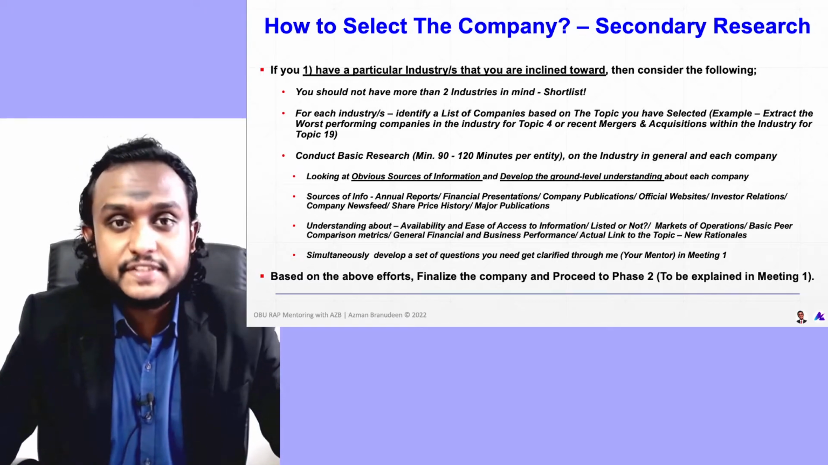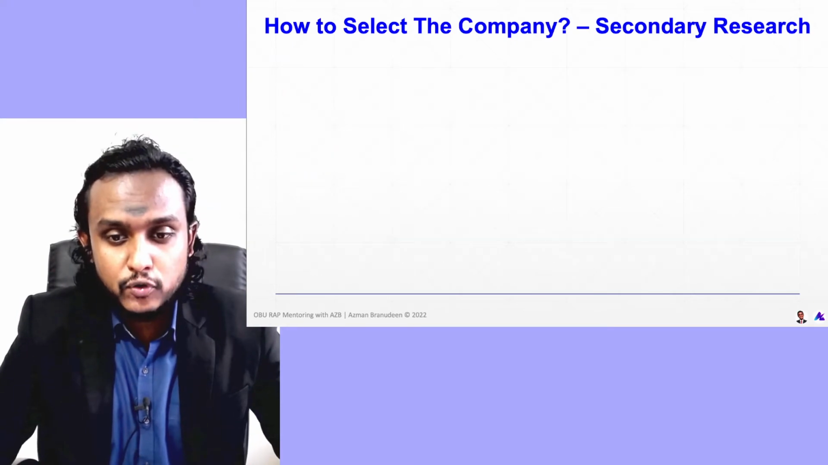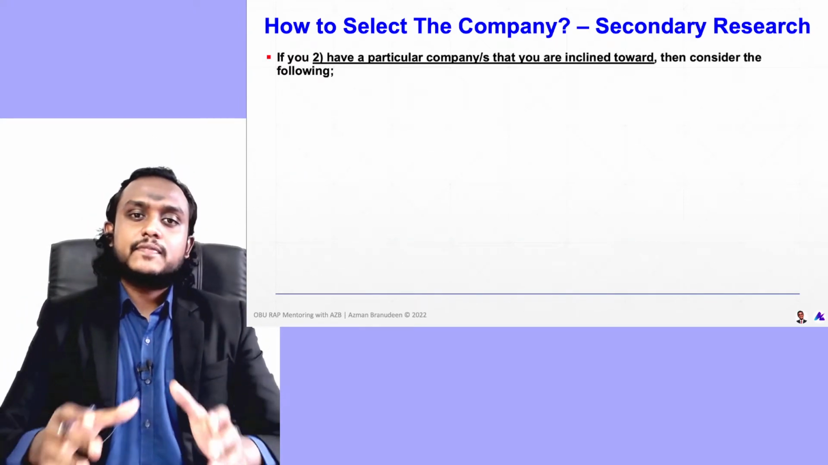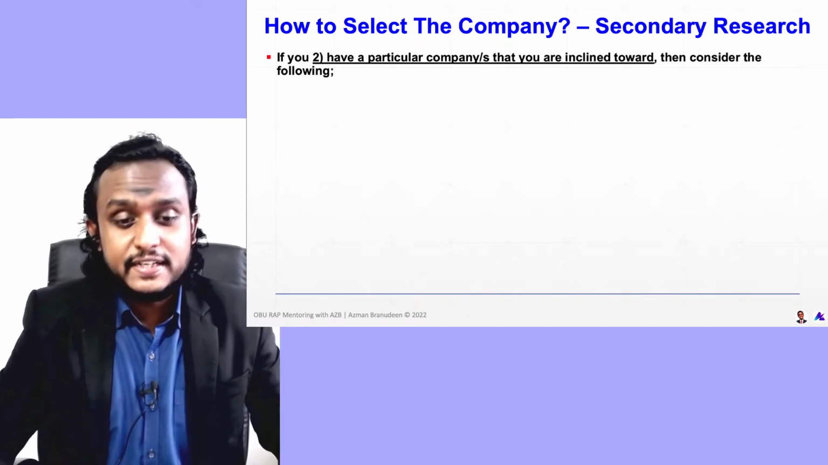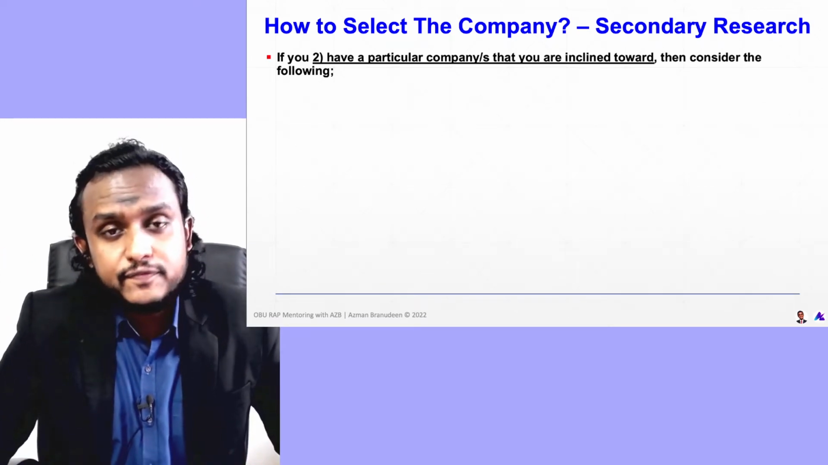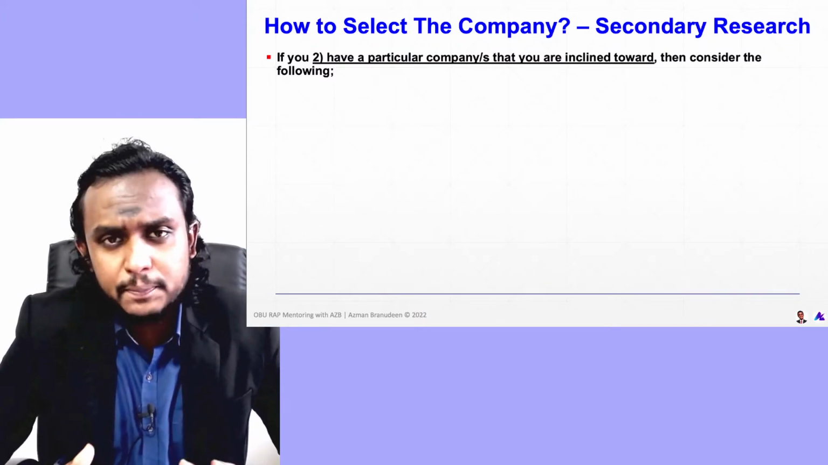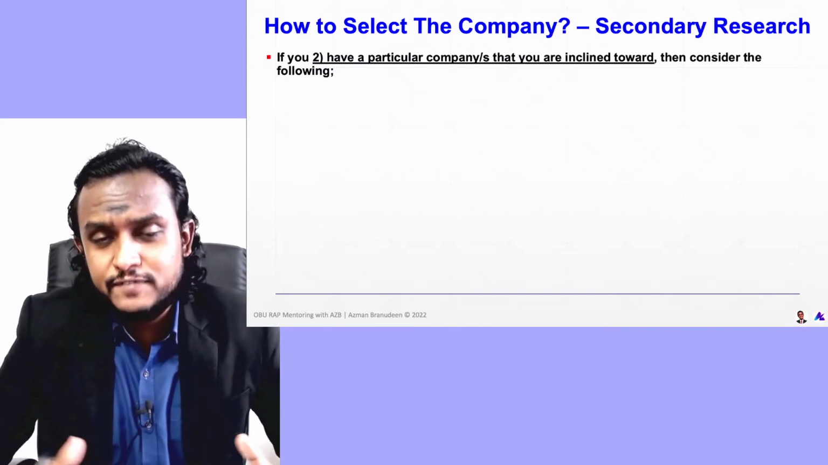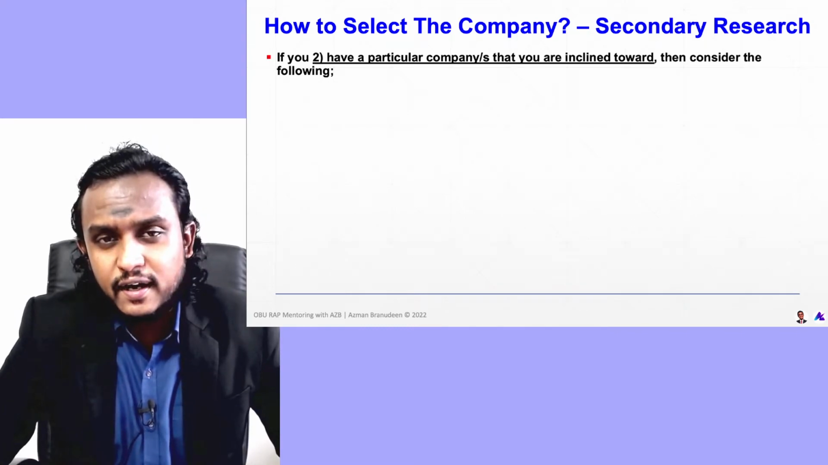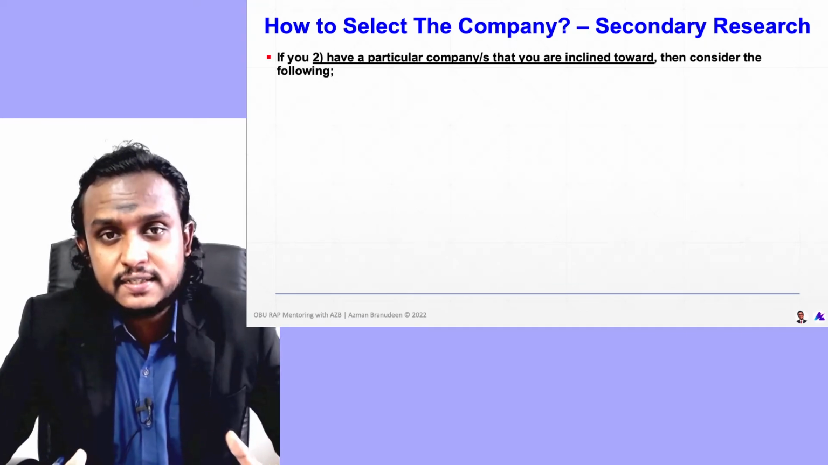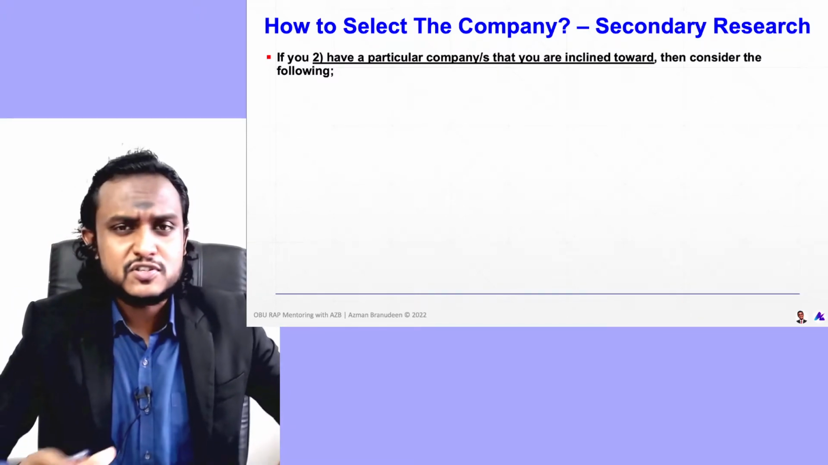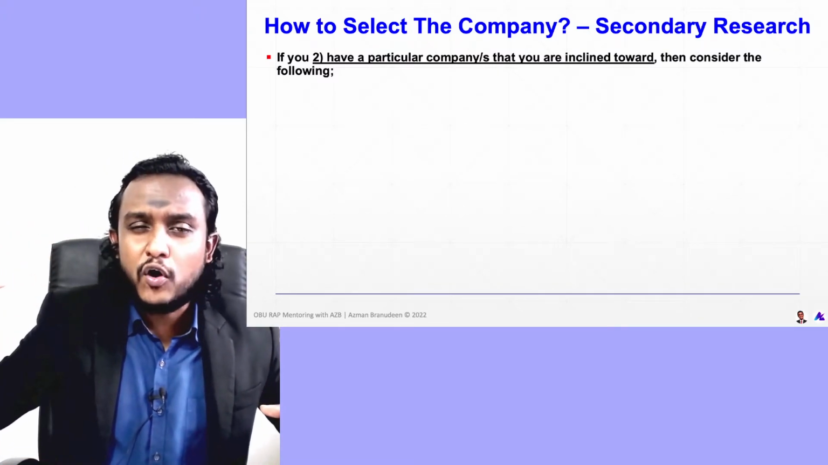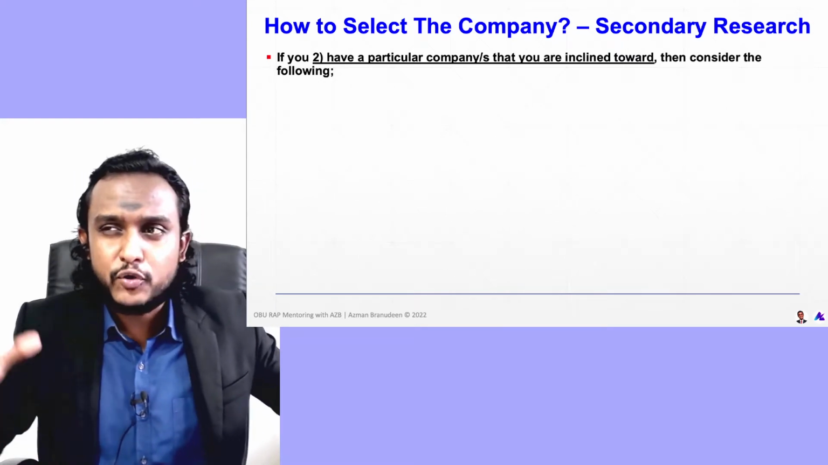That's the first scenario. The second scenario we are going to look at is, what if you're not looking at things from an industry perspective? What if you have a company or a couple of companies in mind? Obviously at this stage, half of the work is done. Part of the work that we had in the first scenario is eliminated, because you're not thinking, I'm going to go for automobile, engineering, or architecture.